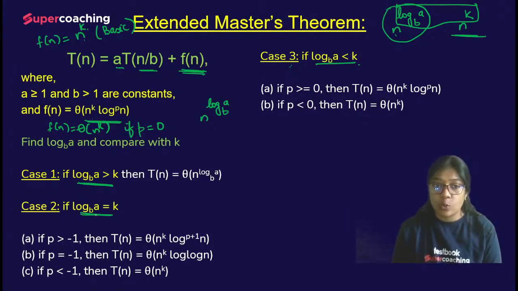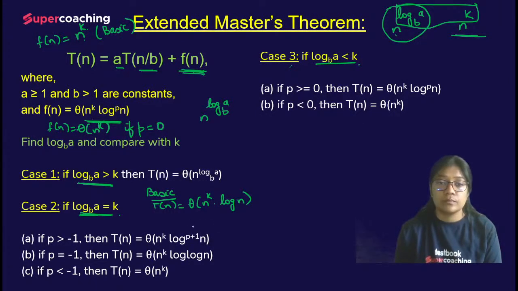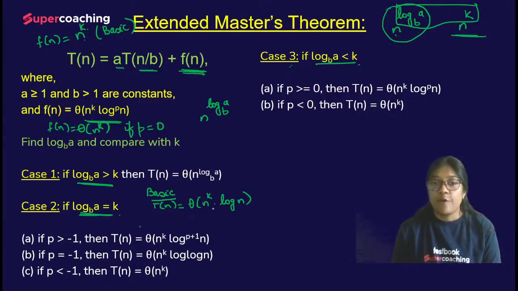So case 2, when log a is equal to k, अगर दोनों values same है, तो हम क्या करते हैं? We are returning the time complexity. Basic में we were returning the time complexity as t of n is equal to theta of n raised to power k into log n. Or you can say f of n into log n. Okay, let me write this as f of n into log n.